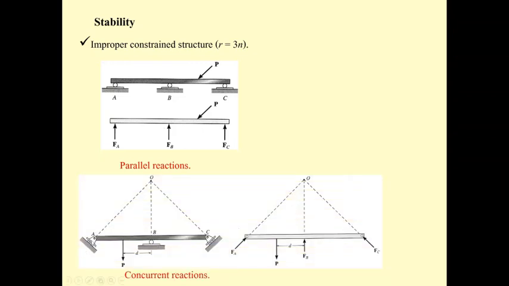If the supports are arranged in such a way that the reactions cut at one point, like this beam, we can see that if we draw the free body diagram of this beam and then take the moment at O, F sub A won't produce any moment, the same as F sub B and F sub C. So the summation of moment is going to be P times D, and it won't be 0. So for the concurrent reactions, the structure is unstable.